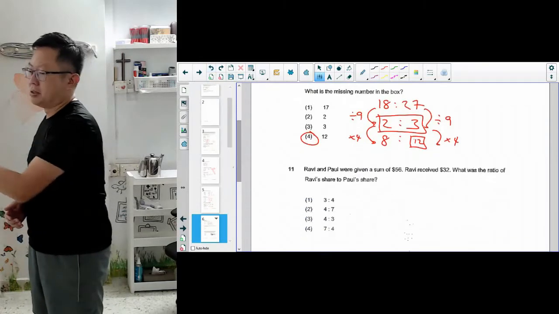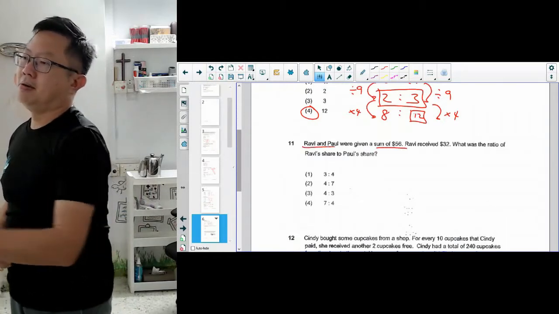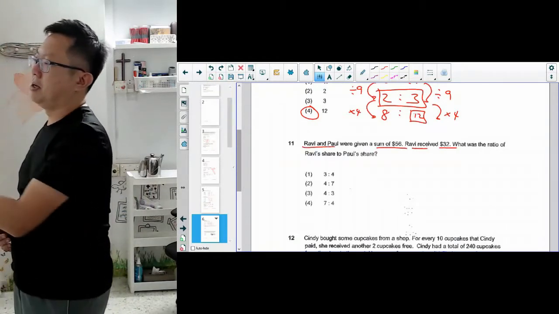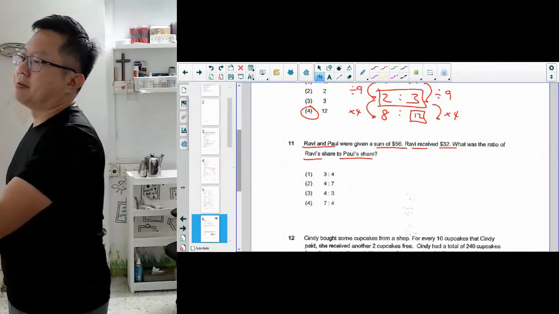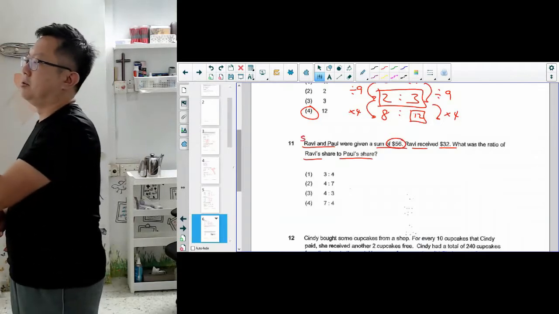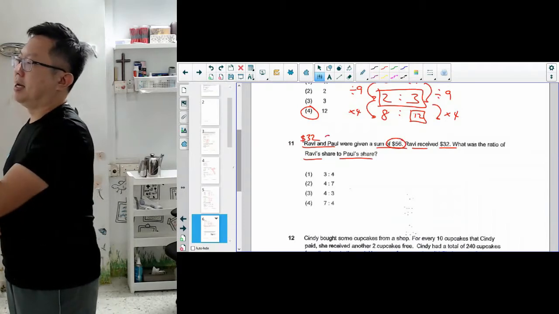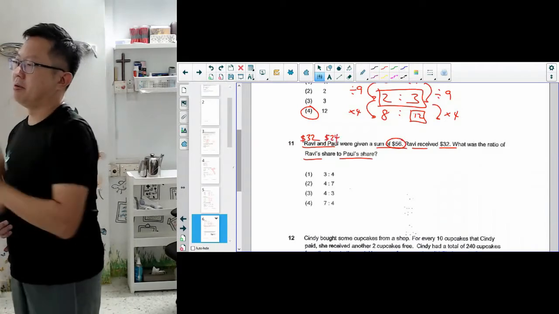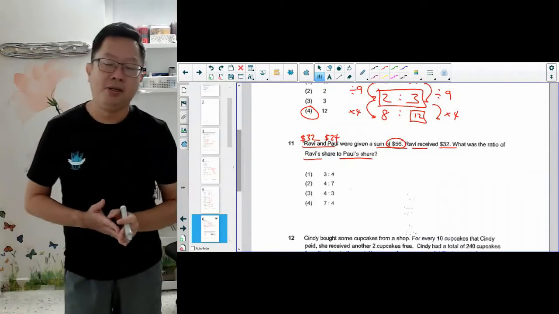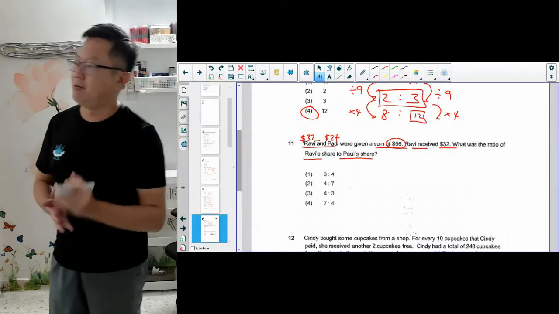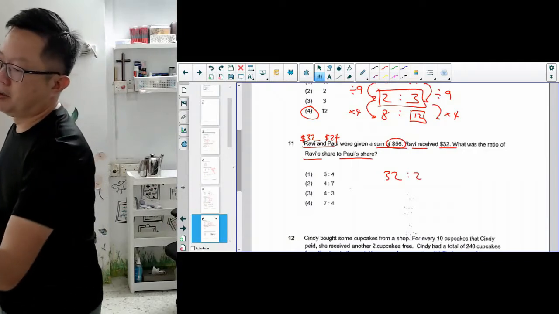Okay, now we come to the 2-mark question. Ravi and Paul were given a sum of $56. Ravi received $32. What was the ratio of Ravi to Paul's share? If the total is 56 and Ravi gets 32, then you can find Paul. You take 56 minus 32, and you will get 24. So Paul has $24. Now the important lesson here for this simple question is the order. You need to write the ratio in the correct order. So what comes first? Ravi comes first, so 32, then Paul comes later, which is 24.